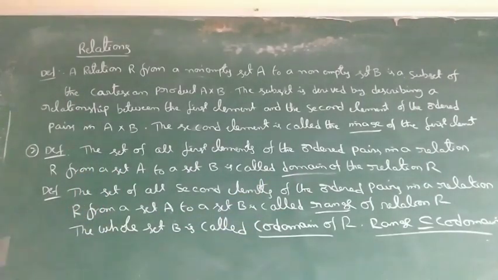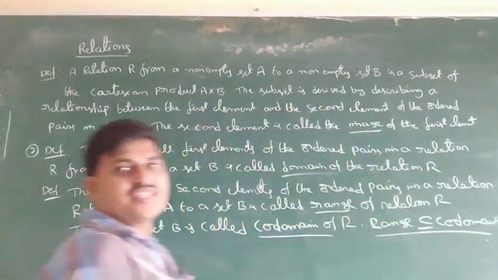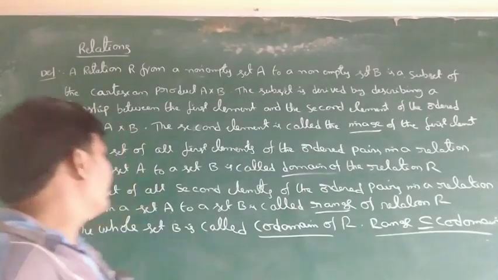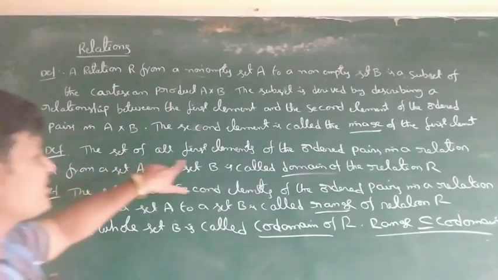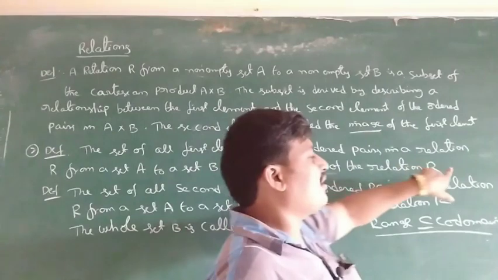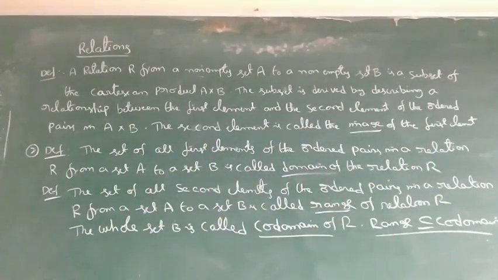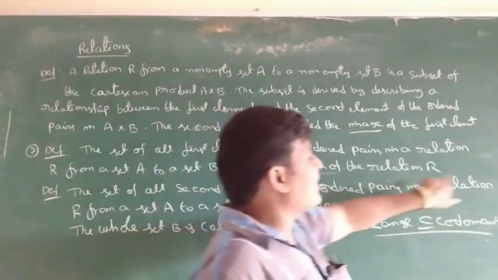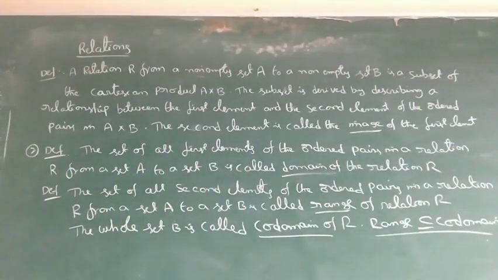Domain definition: the set of all first elements of the ordered pairs in a relation R from a set A to a set B is called the domain of the relation R. Next, the range: the set of all second elements of the ordered pairs in the relation R from set A to set B is called the range.